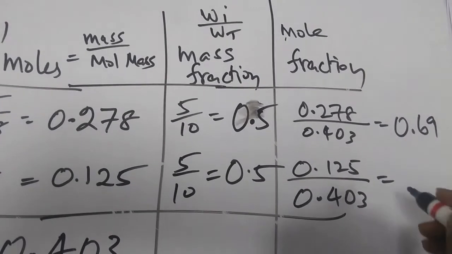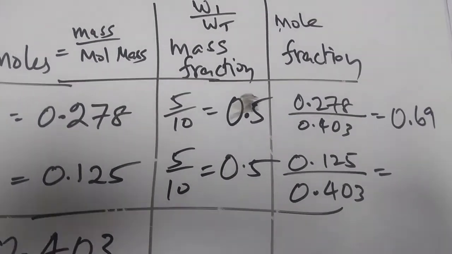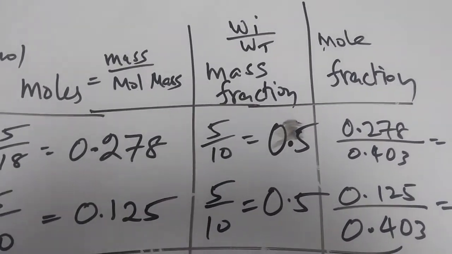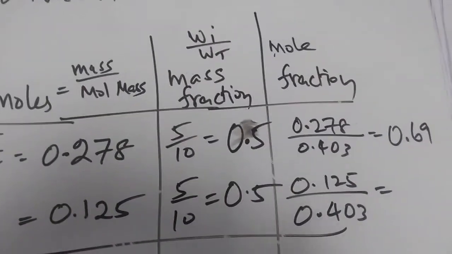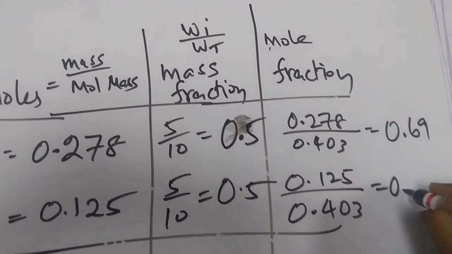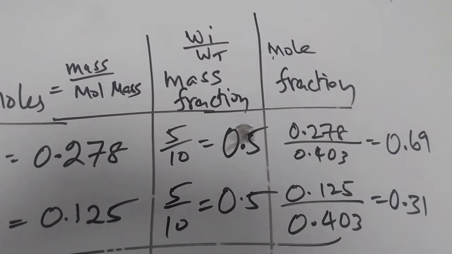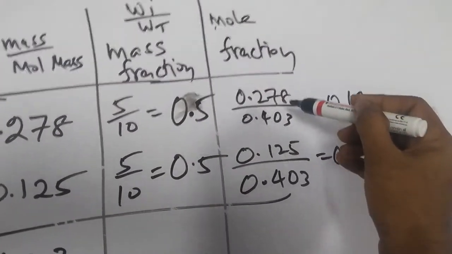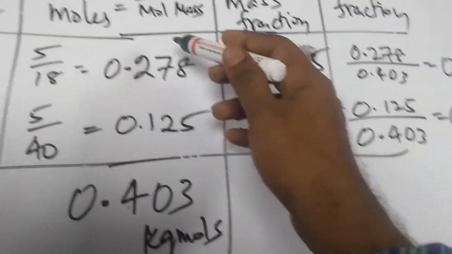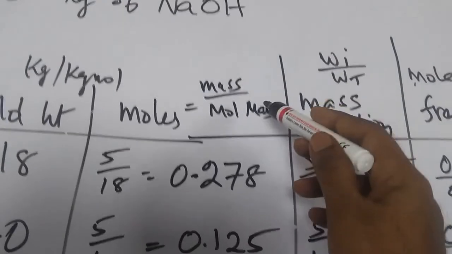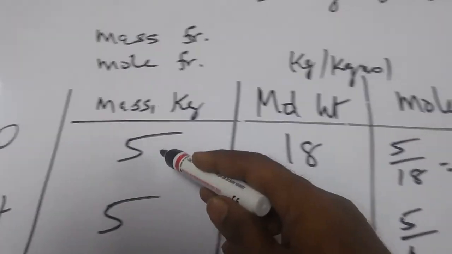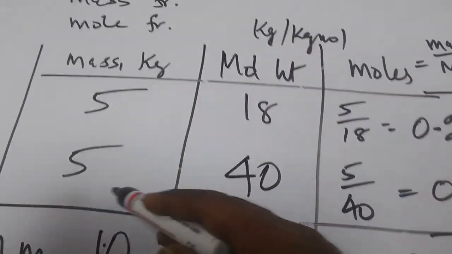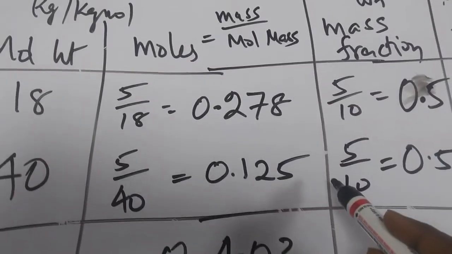We get 0.69 and how much? 0.31. So what we have done here? We have tried to determine the mole fraction. How we got the moles? We divided the mass by molecular mass. That is 5 by 18 we got moles. 5 by 40 we got the number of moles of NaOH.